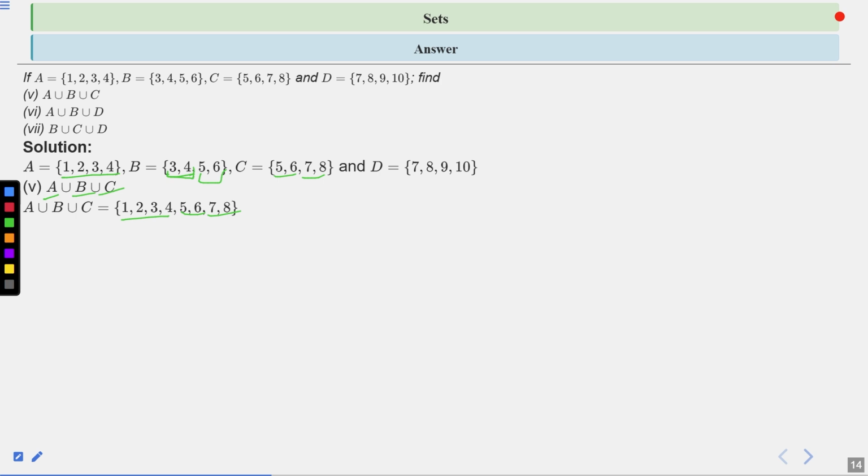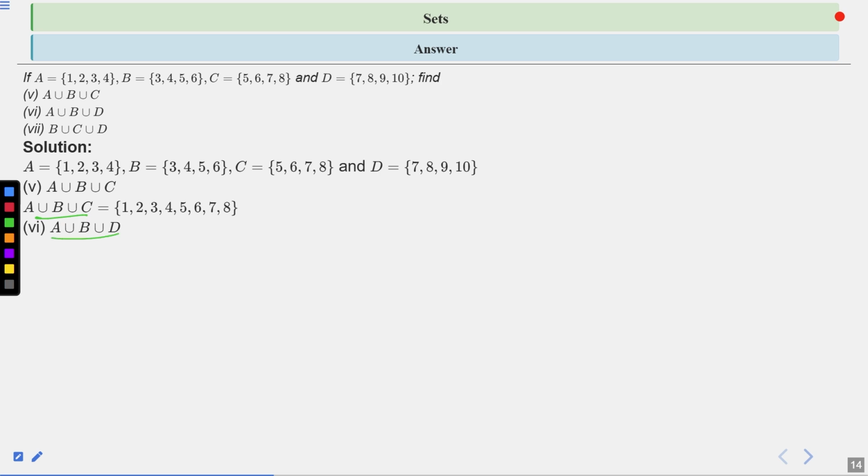So the union set will be the collection of all these elements. So we are getting the union as 1, 2, 3, 4, 5, 6, 7, 8. I hope this way of representing the union of 3 sets is clear to you. Clear? In this way, you do not have to worry about the order in which you are taking the union, A union B or B union C. Clear?